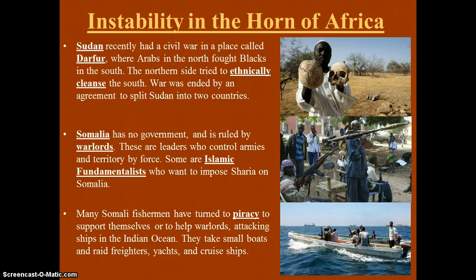Somalia, they have no government. It's ruled by the warlords, and these are your leaders who control armies and territories by force. Some are Islamic fundamentalists who want to impose Sharia on Somalia. And many Somali fishermen have turned to piracy to support themselves or to help warlords, attacking ships in the Indian Ocean. They'll take out the small boats and raid freighters, yachts, and cruise ships.